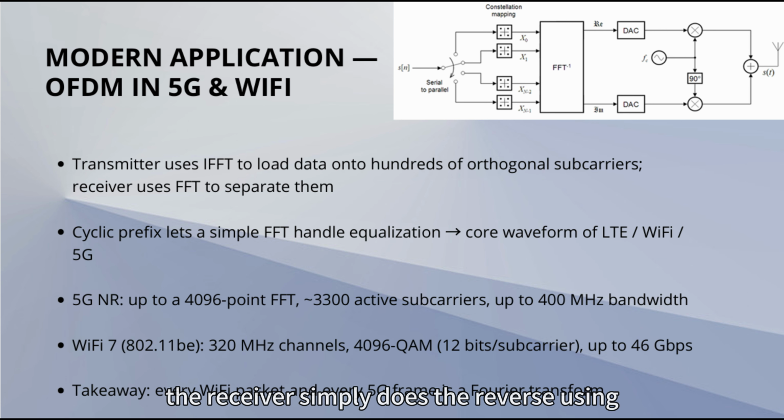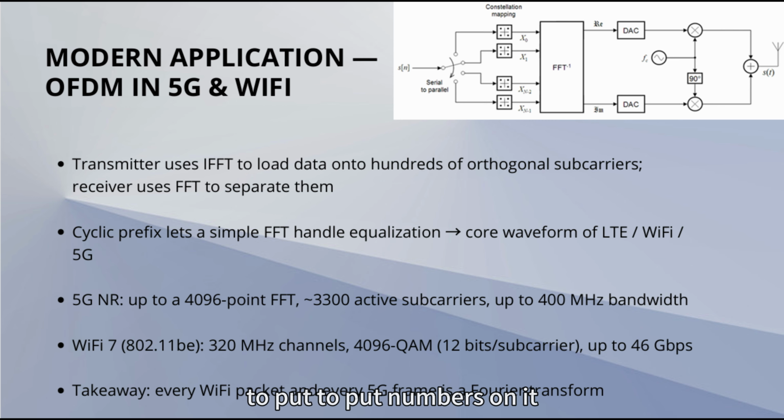The receiver simply does the reverse, using an FFT to pull the subcarriers back apart. Adding a cyclic prefix lets that FFT also handle channel equalization, which is exactly why OFDM became the core waveform of LTE, Wi-Fi, and 5th generation.